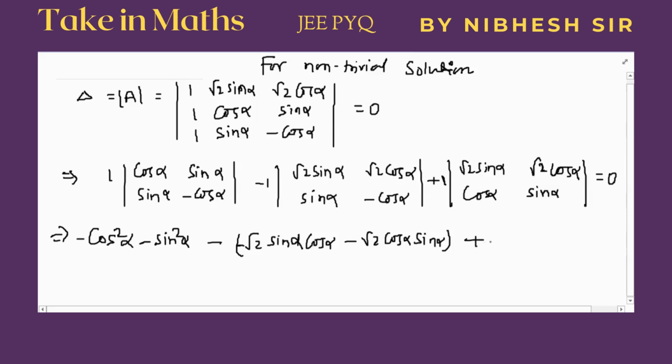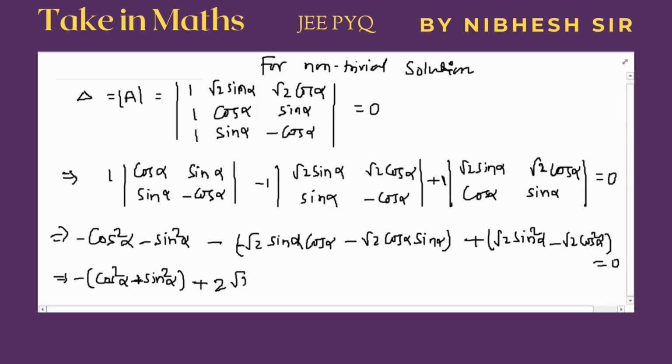Okay, here what we have is root 2 sin square alpha minus root 2 cos square alpha, cos square alpha, equal to 0. So if we take minus common in these 2 terms, this is cos square alpha plus sin square alpha, and that is basically 1. Sin square alpha plus cos square alpha is basically 1. And here we take minus common, so minus minus plus root 2 sin alpha cos alpha, root 2 sin alpha cos alpha, that will become 2 root 2 sin alpha cos alpha, right?